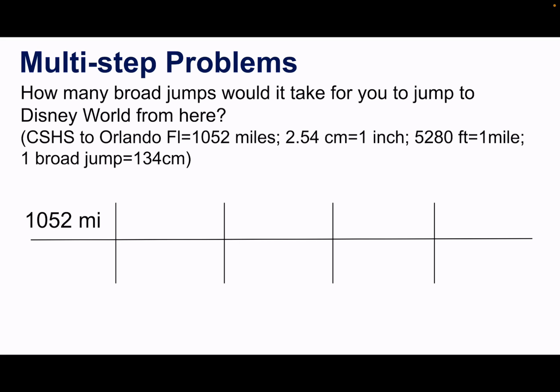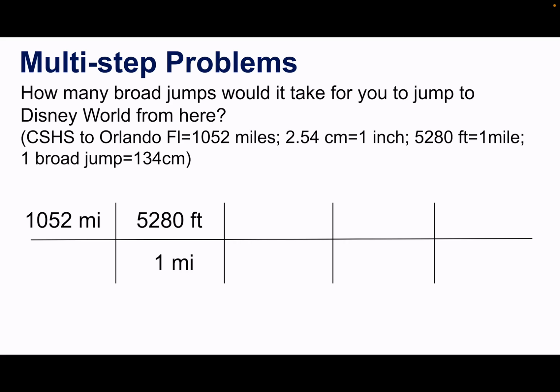Let's start with 1,052 miles. So we're going to start with the distance. If you don't, it's okay. As long as you make sure that all of your units cancel properly, you can start in different places. We're going to start with distance, though, because we need to know how many jumps it takes to get from one place to another. So my first conversion factor, I'm going to use the miles to feet. So 1 mile is 5,280 feet, straight from the problem.